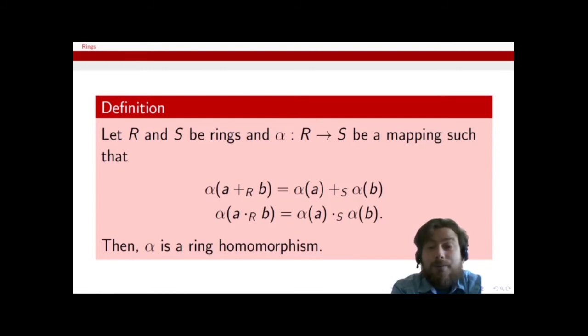In much the same way we defined a homomorphism for groups as one that respects the operation, if we define a homomorphism between rings, it's going to be a mapping which respects both of the operations. That is, if I take alpha of a plus b, that's going to be alpha of a plus alpha of b. And if I take alpha of a times b, that's going to be alpha of a times alpha of b. And so that's what's going to be a ring homomorphism.